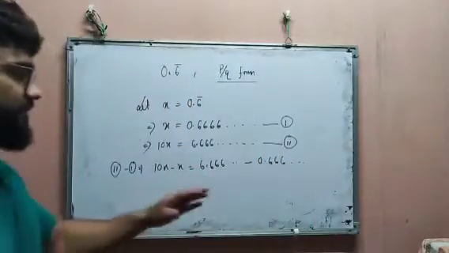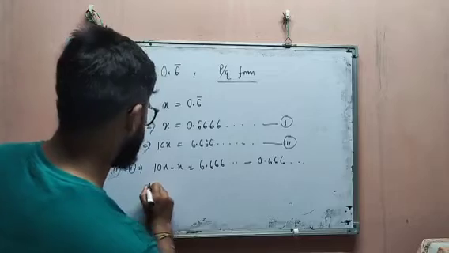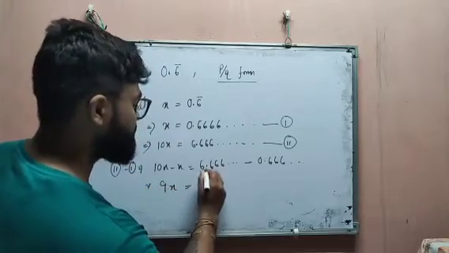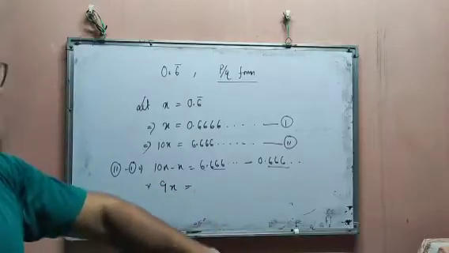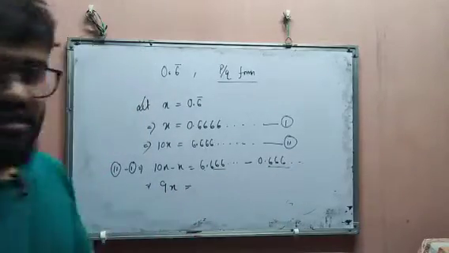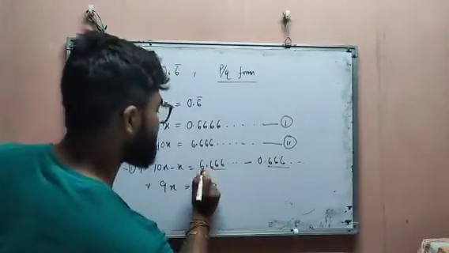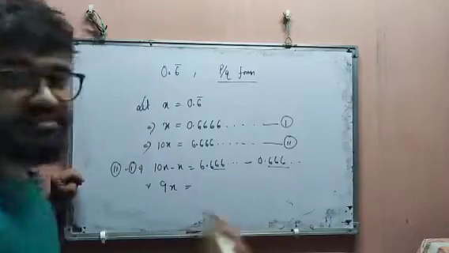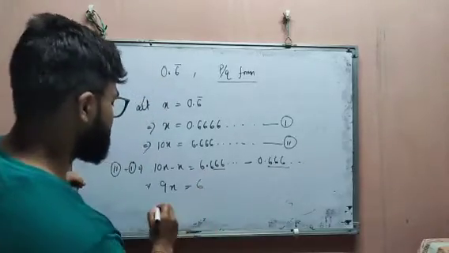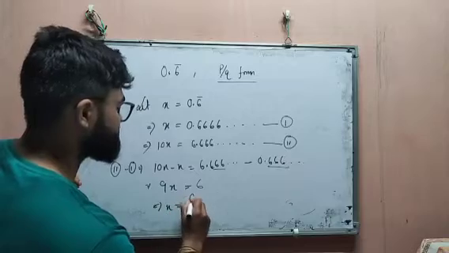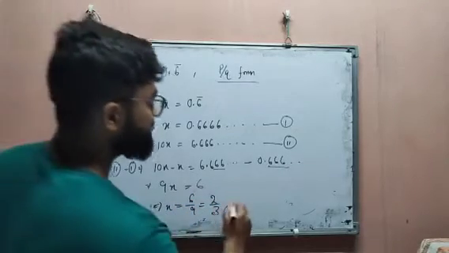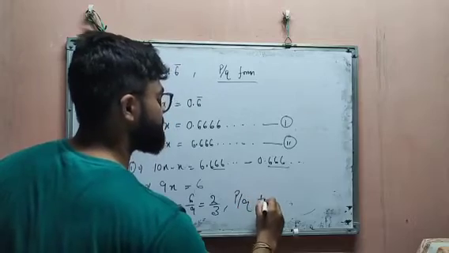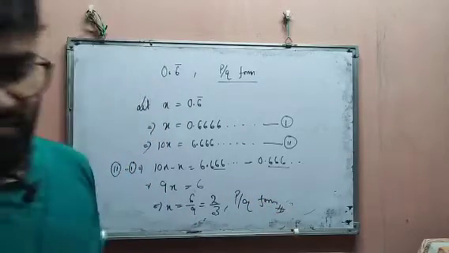So clearly 9x, 6.66 means what? This portion and this portion. When we do the subtraction, this portion will be cancelled. Then here before the point there is 6 and before the point there is 0, so 6 minus 0 is 6 only. So x is equal to 6 by 9 or 2 by 3, which is in p by q form. So we got the p by q form.